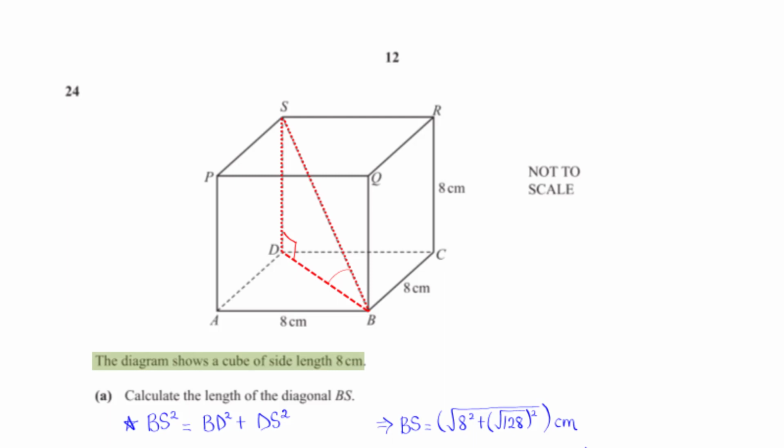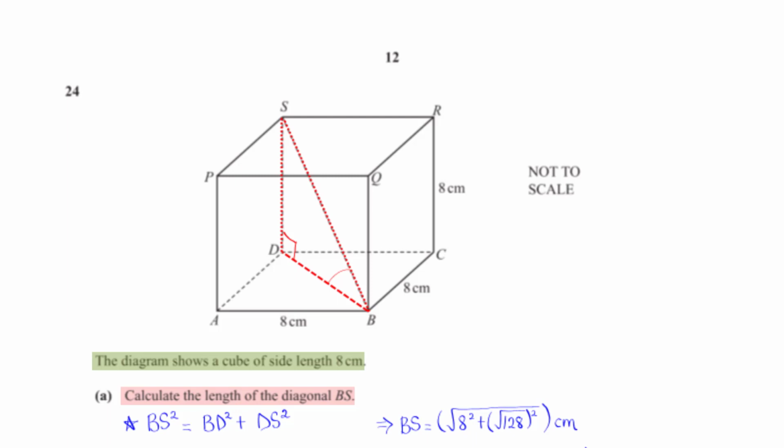The diagram shows a cube of side length 8 centimeters. Calculate the length of the diagonal BS. On the diagram, we have indicated BS, and we can find BS by applying the Pythagoras theorem. And so this gives us BS squared equals BD squared plus DS squared. We already know that DS is equal to 8 centimeters, but we do not know BD.